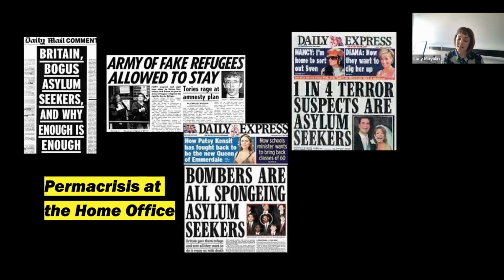So all of this that I've just listed happened between 1999 and 2010. And we can see in this plethora of punitive legislation, which essentially made life horrific for those in the asylum system, all the foundations for the hostile environment agenda.